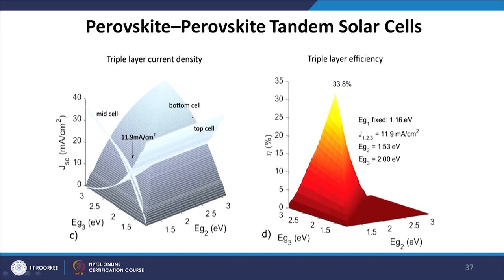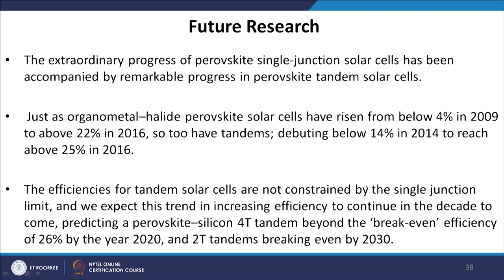For example, this graph is showing a triple layer current density, and here the corresponding triple layer current efficiency is shown. Now what is the future of this field? The extraordinary progress of the perovskite single junction solar cell has been accompanied by remarkable progress in the perovskite tandem solar cell. After the discovery of the perovskite tandem solar cell, now people are thinking it is possible to bring it to the market, and perhaps it can compete with the silicon module.